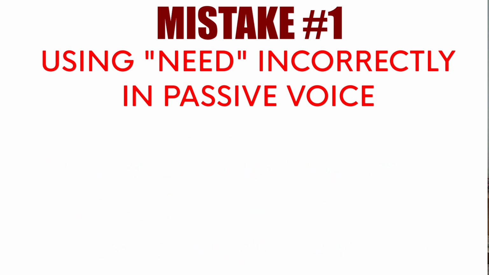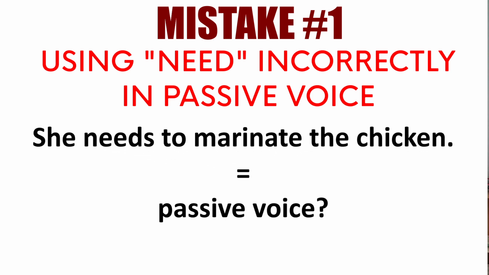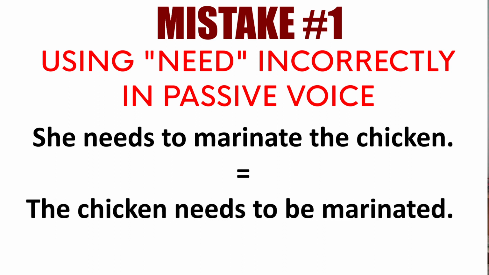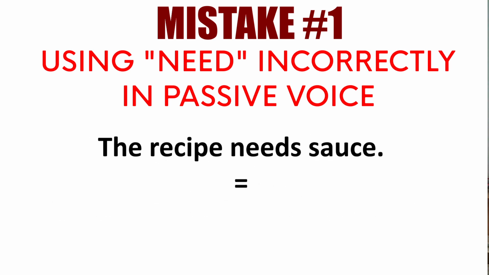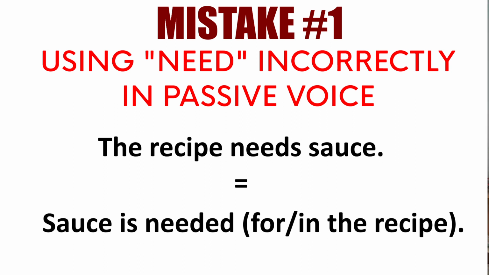So practice on your own. Make these sentences passive. Let's try the first one. She needs to marinate the chicken. Well, the chicken needs to be marinated. Okay, so we did not make needs passive voice here. The next one, the recipe needs sauce. Sauce is needed. We did make need passive because it is our main verb.